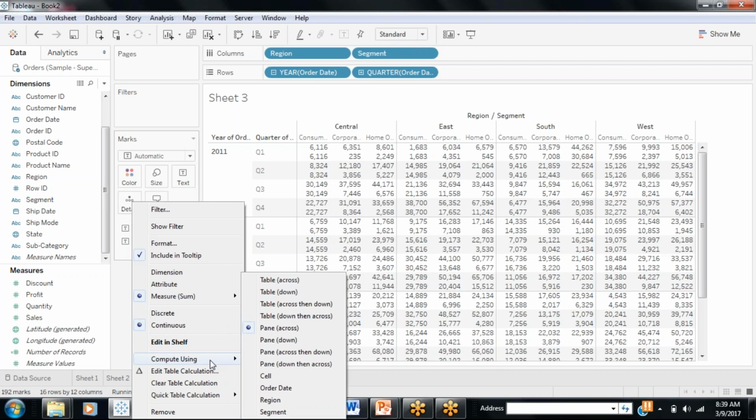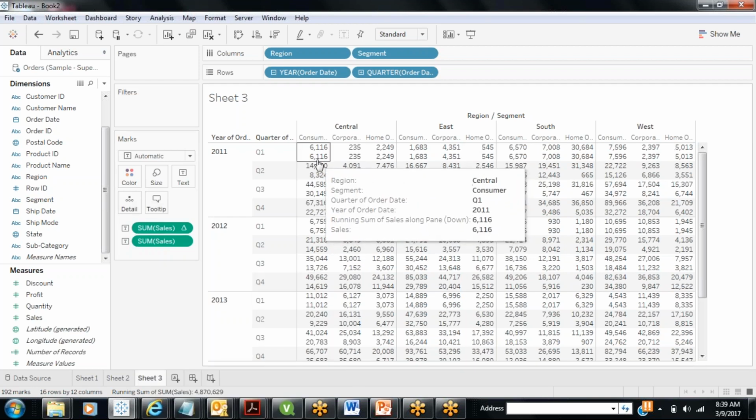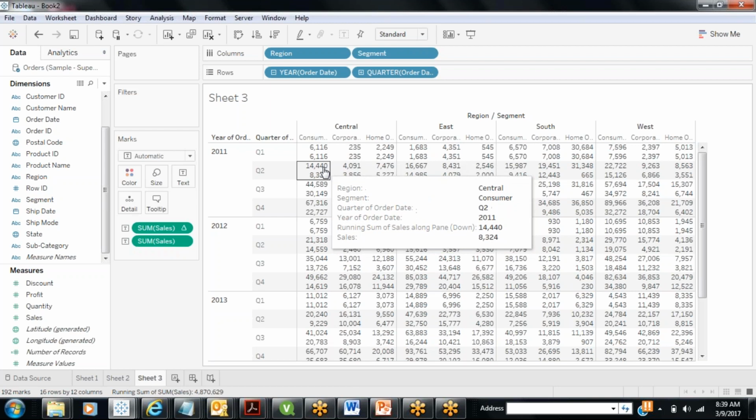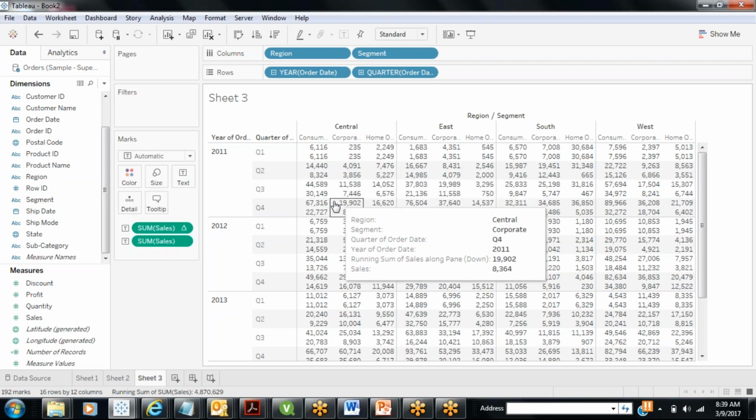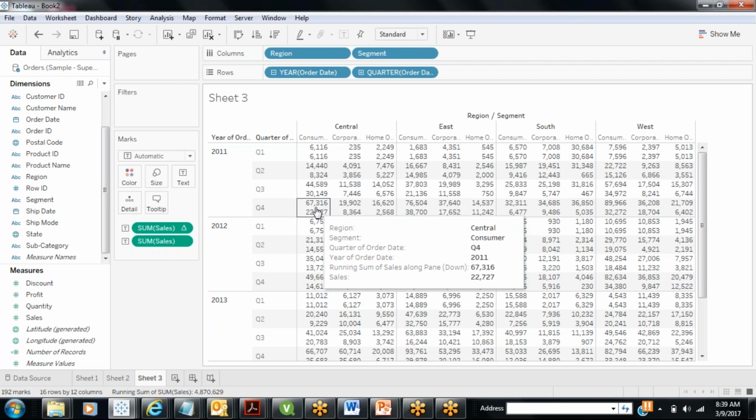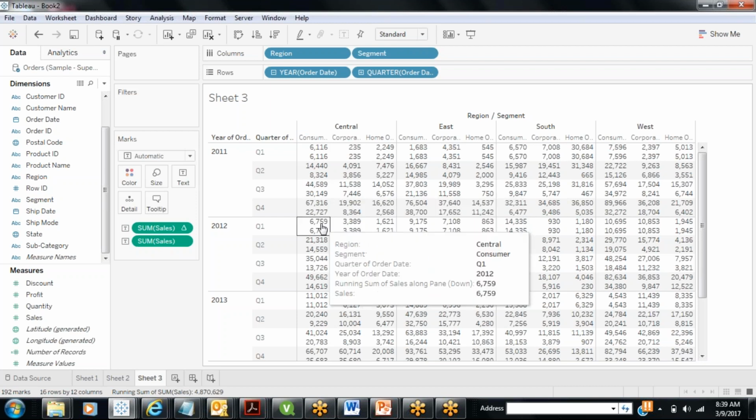So go here, pane down. So it comes here. It was 6116 first quarter, it was 14440 second quarter, it was 44589 third quarter, and it was 67716. So now, for example, a target is given to you at the year start. So I say 100,000. So first quarter end you would have taken 22, the second quarter end you will be given 48, third quarter end you will be 79, and fourth quarter end you will be 108. So you are exceeding. That is how you will understand.